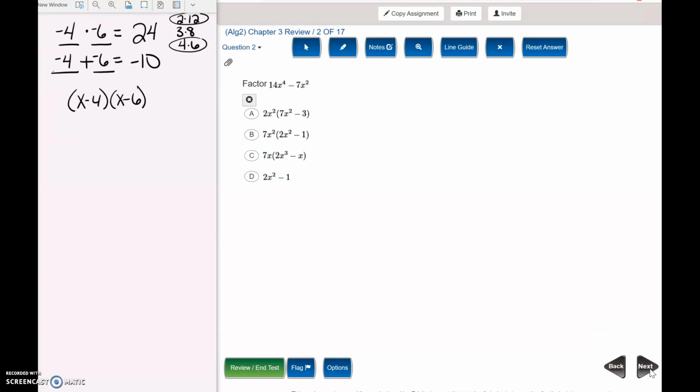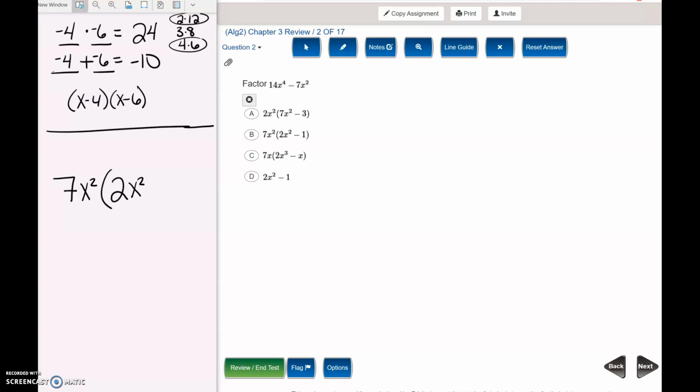This next one is a greatest common factor factoring problem. So what do these two terms have in common? 14 and 7, we can divide both of those by 7. X to the 4th and x squared, we can divide both of those by x squared. So 14 divided by 7 is 2. X to the 4th, take x squared out, you've got x squared left over.